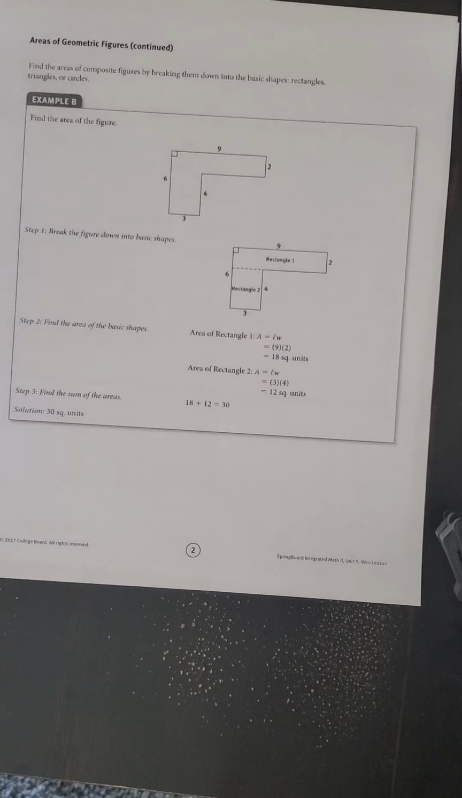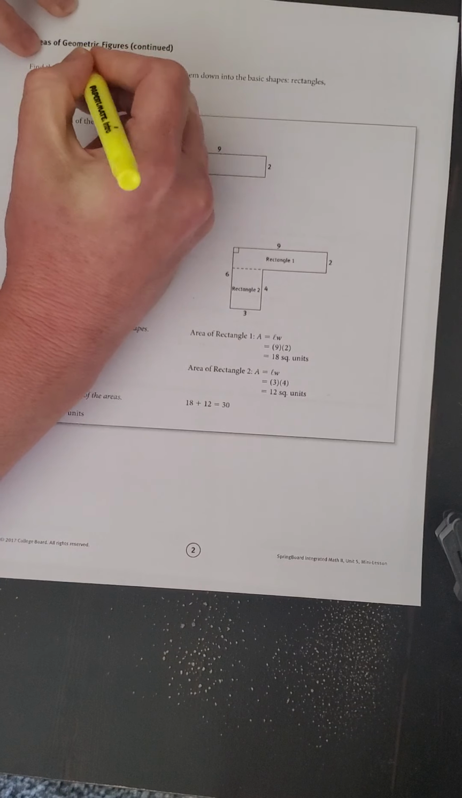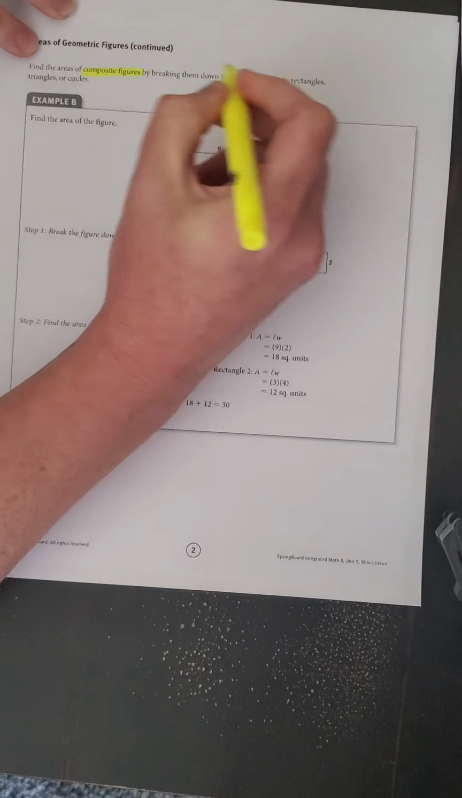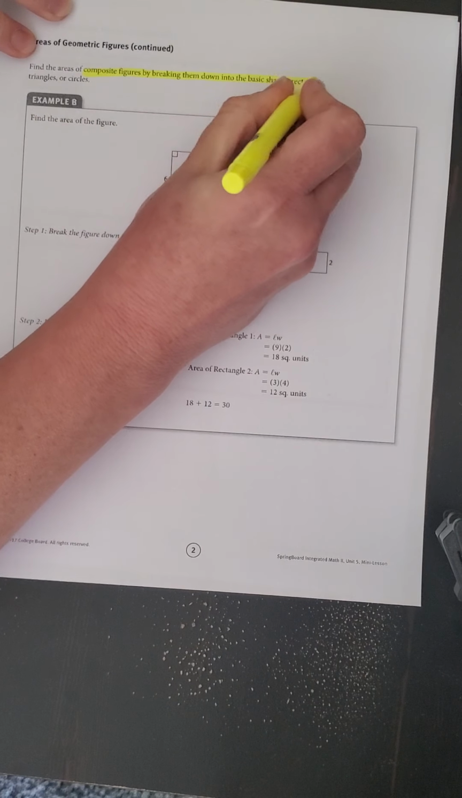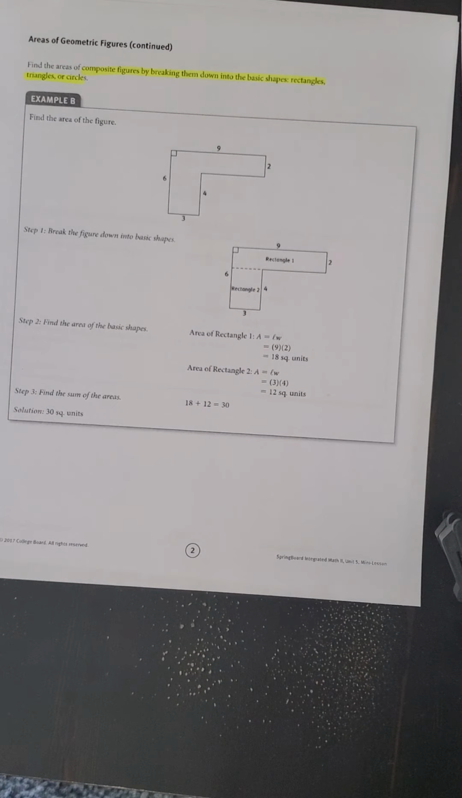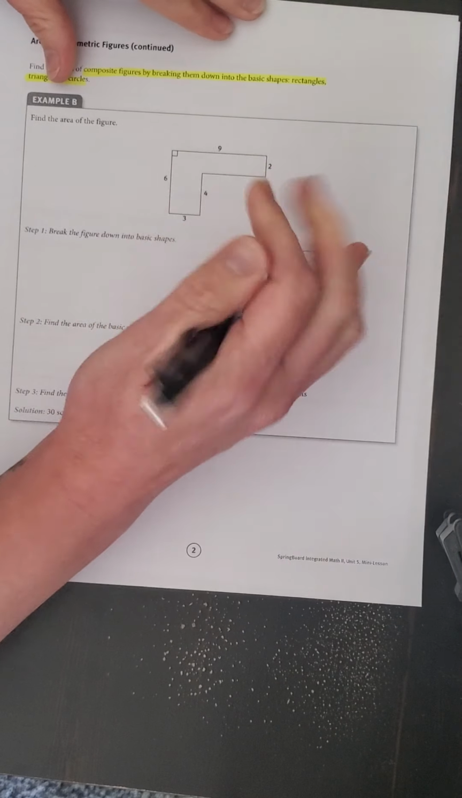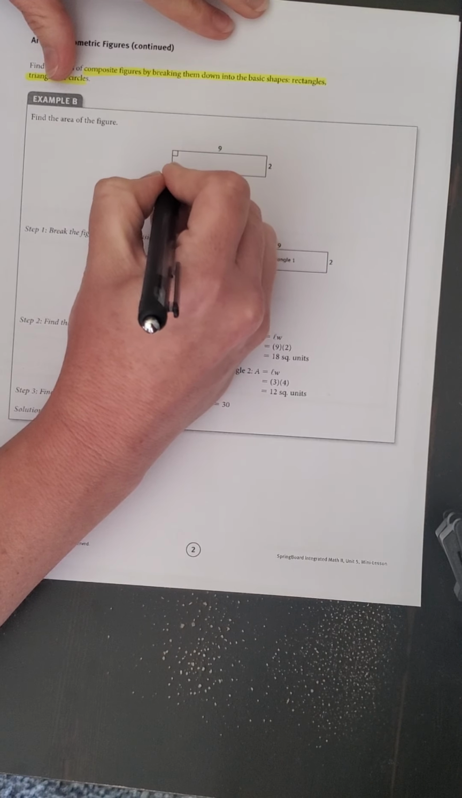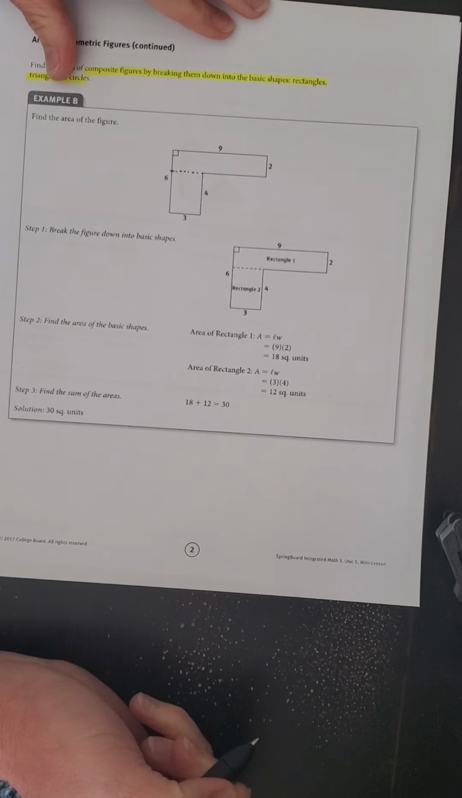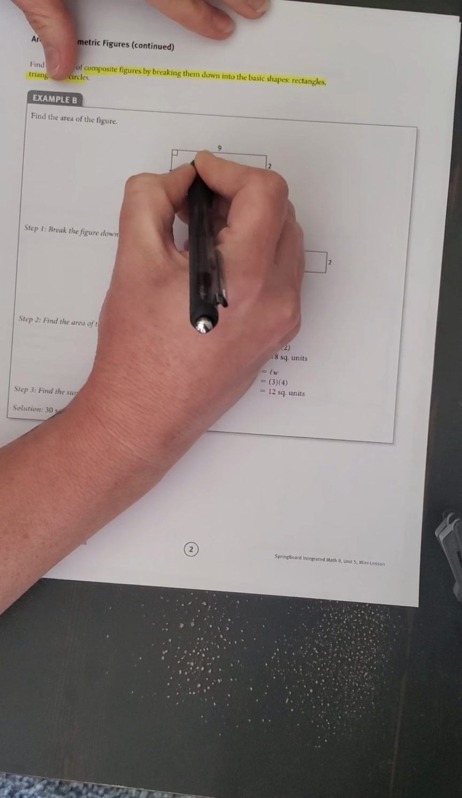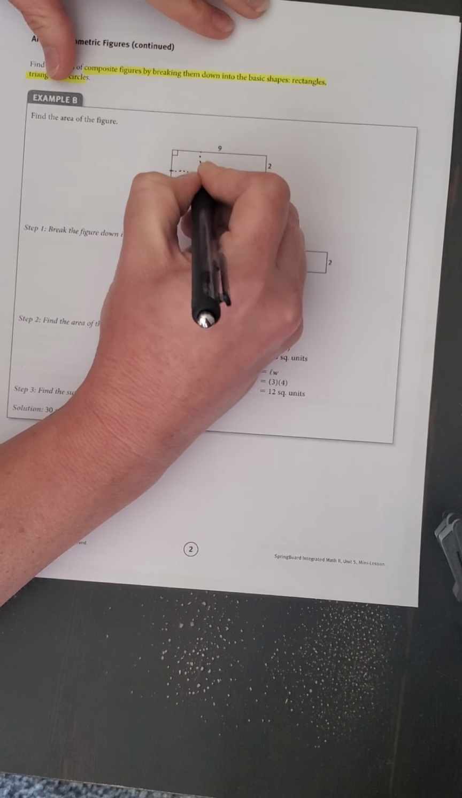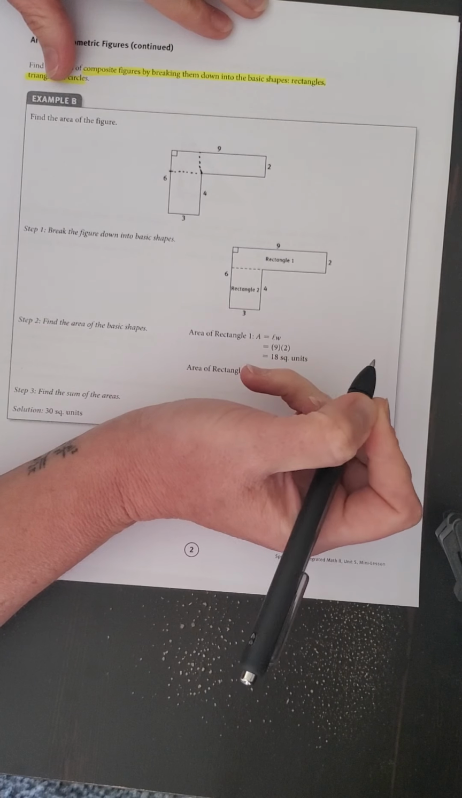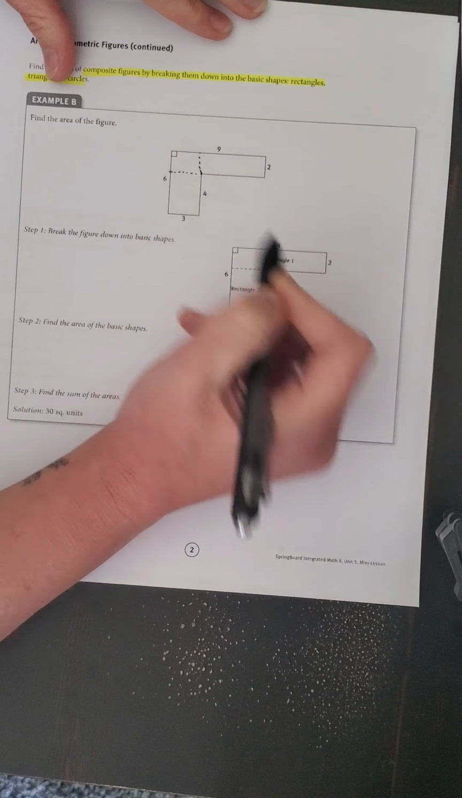Areas of, these are called composite figures. They're not a single figure. So a composite figure can be broken down into basic shapes like rectangles, triangles, or circles. So one way to break this composite figure down is you could potentially break this into two rectangles this direction, or you could also break this into two rectangles this direction. It's up to you. Or you could even break it into three separate rectangles.